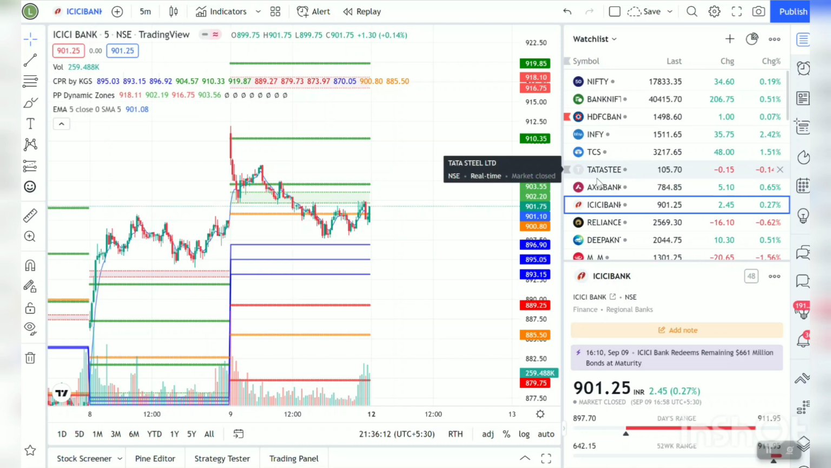I hope these indicators will help you. Please watch out for the settings, and try to create the same settings at your end as well, and you can use these indicators. That's it from this video.